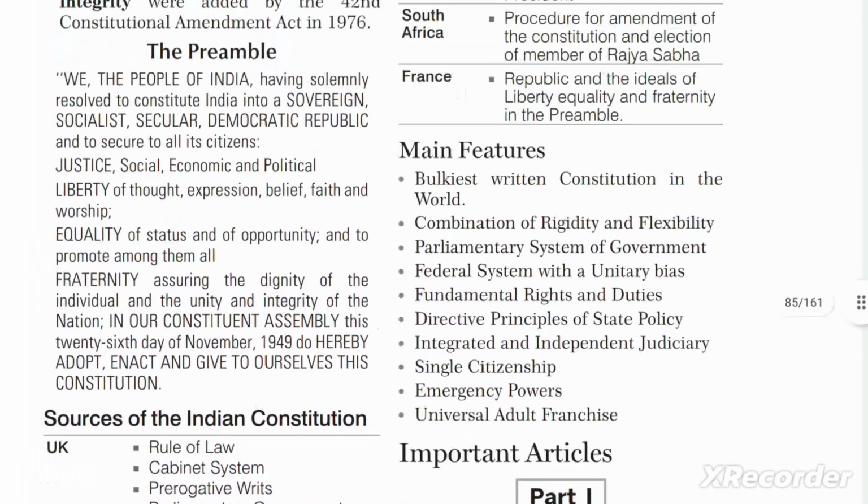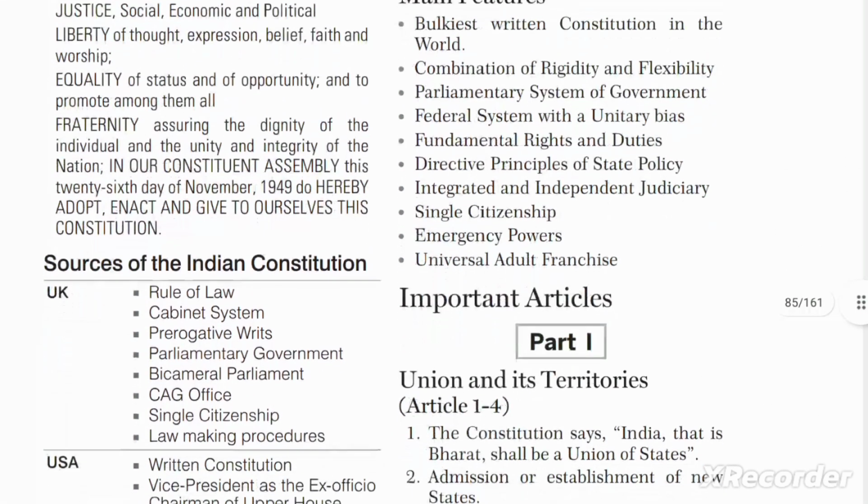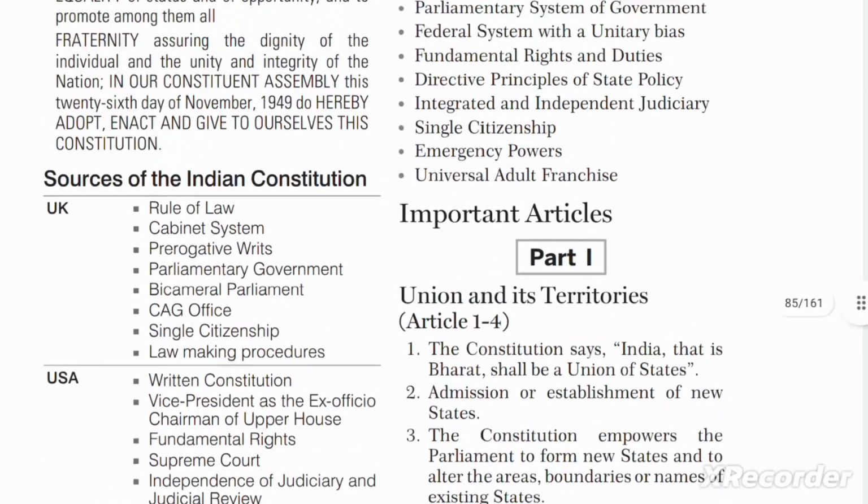Main features: bulkiest written constitution in the world, combination of rigidity and flexibility, parliamentary system of government, federal system with a unitary bias, fundamental rights and duties, directive principles of state policy, integrated and independent judiciary, single citizenship, emergency powers, universal adult franchise. Now the important articles.